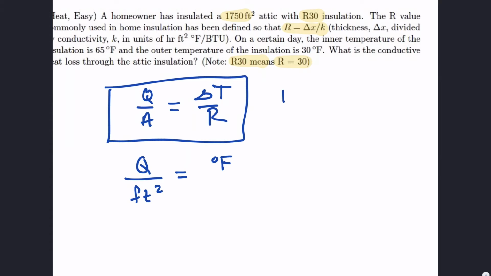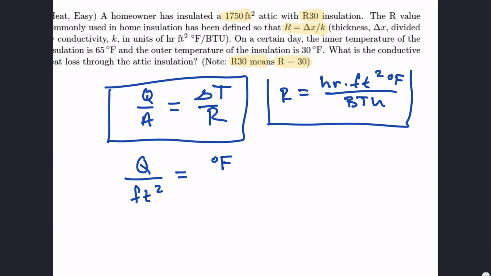Oh, and by the way, how do I know these things? Well, that's what's given in the problem, and I don't have to do any conversions because I know thermal resistance is in hour feet squared degree F per BTU. Okay, so that was given.